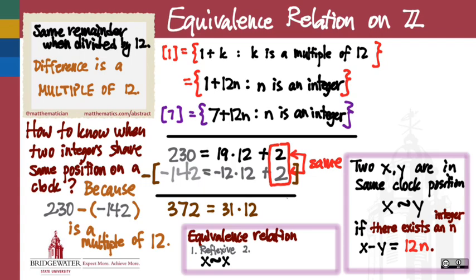Symmetric. And what does symmetric mean? It has to be satisfied by this relation. If x is related to y, the other way, then y must be related to x, and vice versa. So x is related to y if and only if y is related to x. Every equivalence relation is a two-way street.